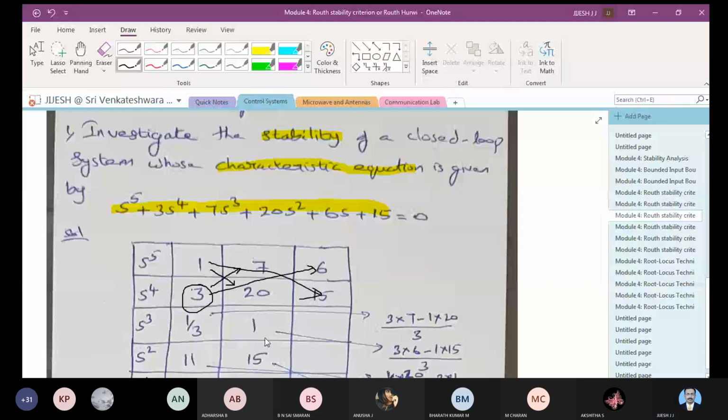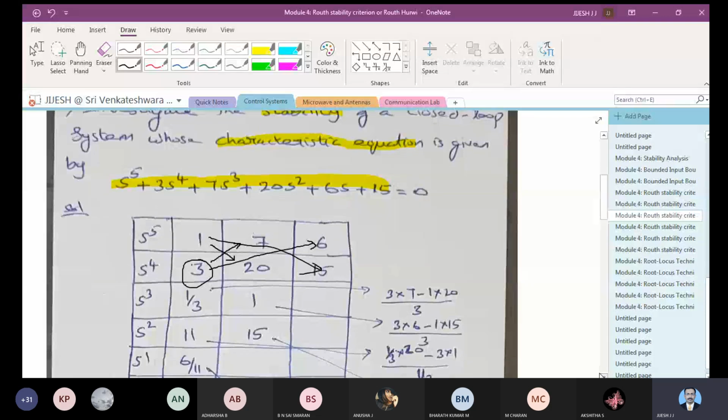Yes, sir. Okay, fine. So what is that next value you are going to get? 6 by 11. Next value is 6 by 11, correct? And what is the next further? 15. So you can see that you have done all these things, how 1 by 3 is coming: 3 into 7 minus 1 into 20 divided by 3, how 1 is coming: 3 into 6 minus 1 into 15 divided by 3. All those things I have explained you already.